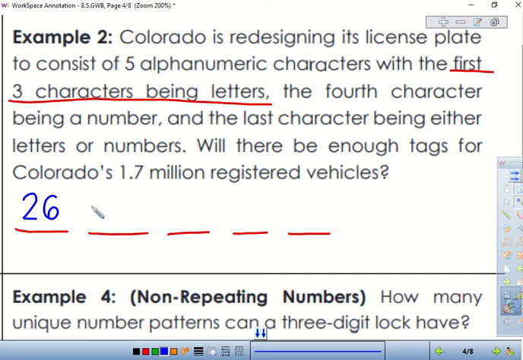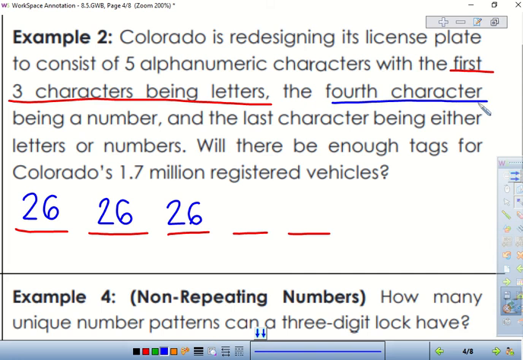So how many choices do I have for the second slot? 26. I still have 26 choices. If I chose A here, I can choose it again here. It doesn't say we can't. And then for the third, I have how many choices still? 26. Good. So the first 3 characters are letters, which we just filled in.